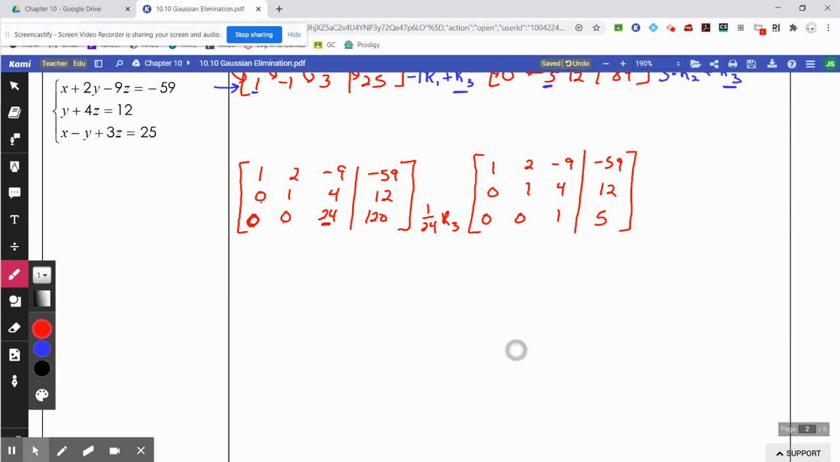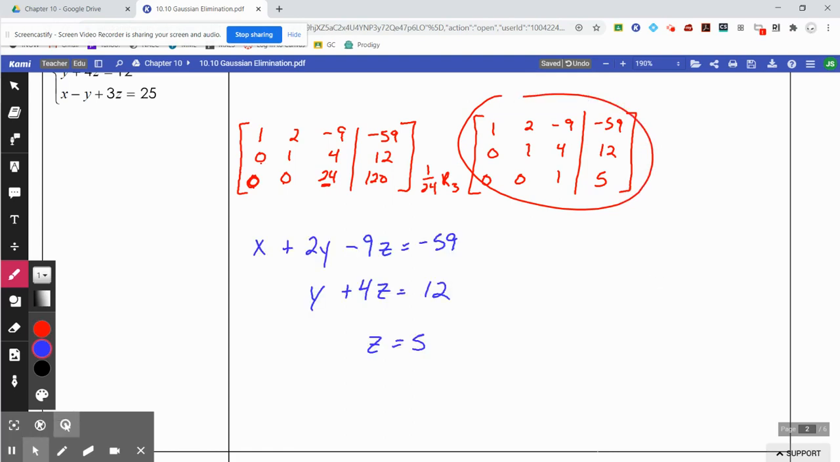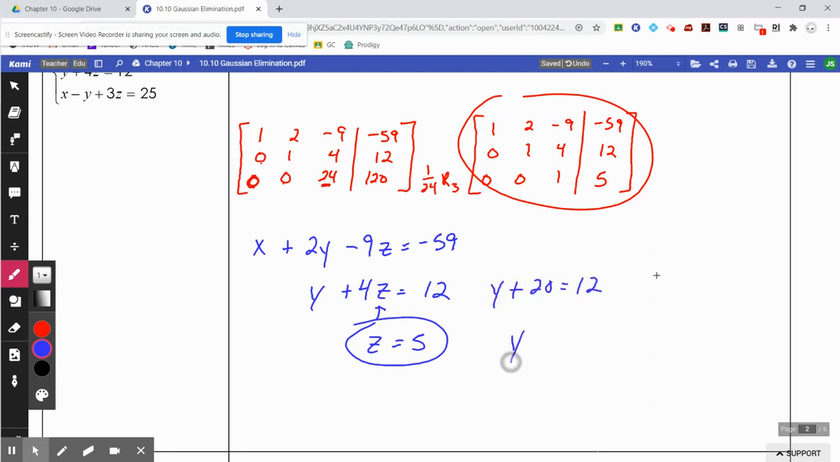So now we have it like we like it. We have our 1s on our main diagonal. We have 0s below it. Write this back as a system of equations, and this is what it's going to look like. And from that, you can kind of see why they call it a triangular matrix. So we know what z is. So come right here and plug that in. And that gives me y plus 20 equals 12. So we now know what y is.